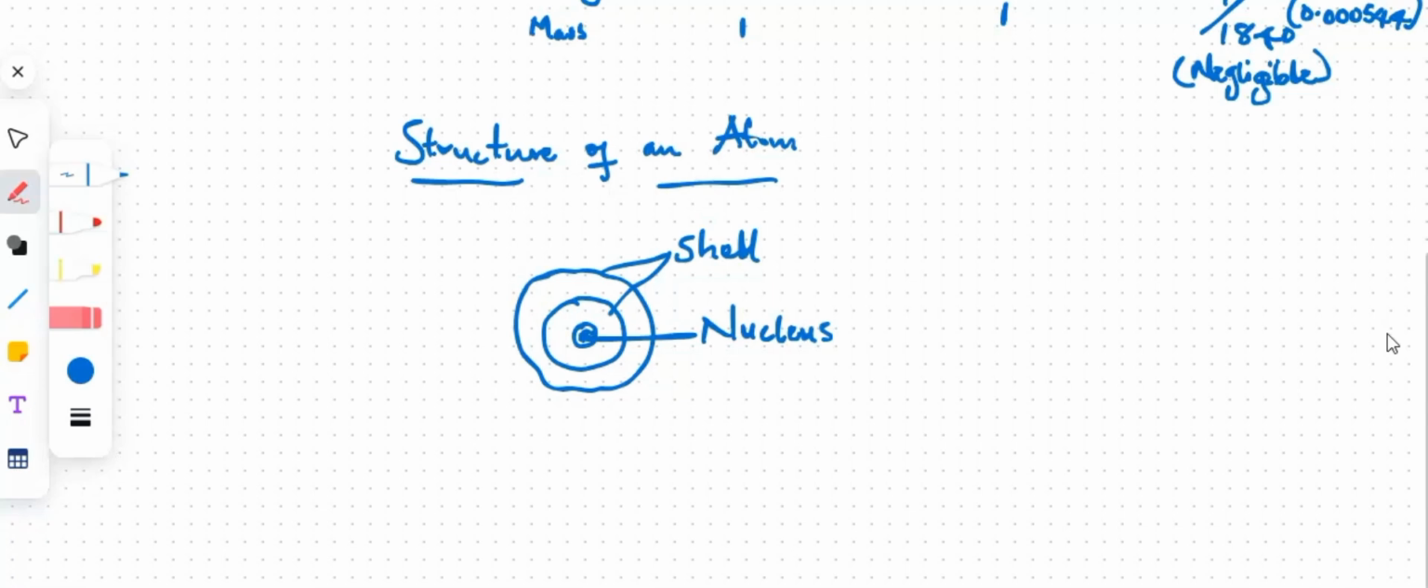So what are the subatomic particles found in your shell? For your shell, your electrons are found here. Your electrons are found in your shell. So let's go next. For your nucleus, what's found here? The protons and neutrons.